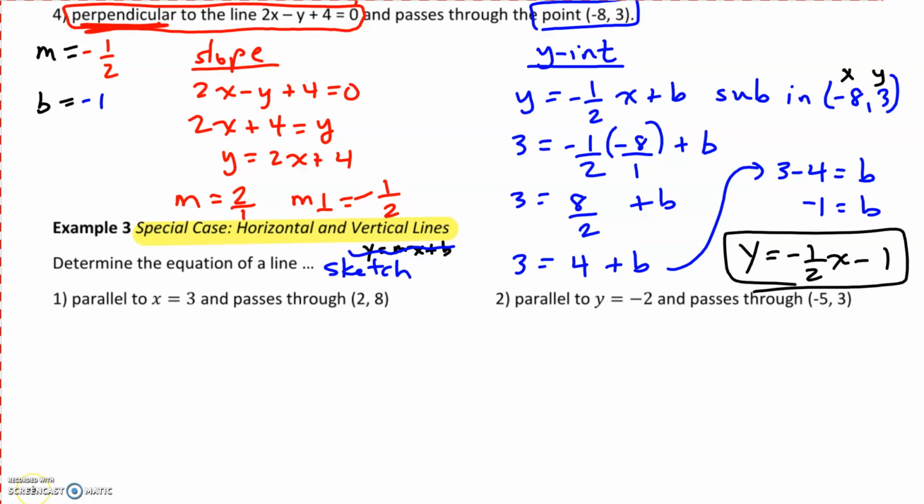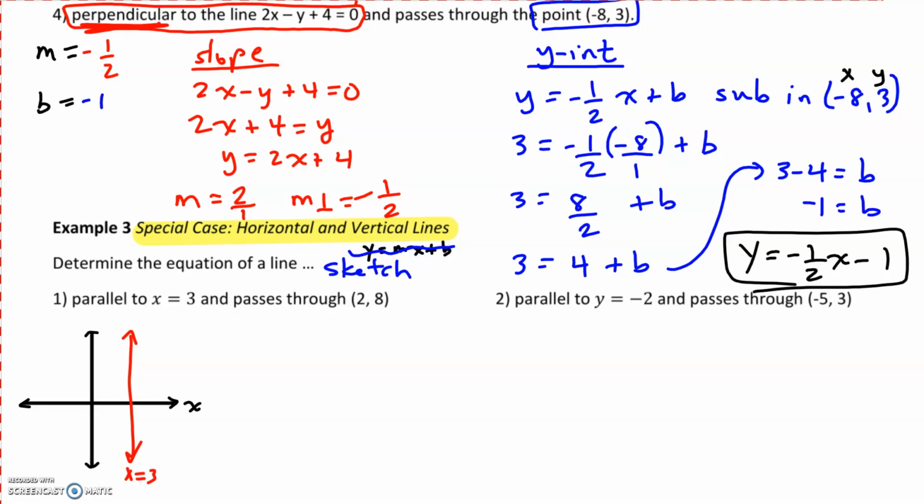Okay, so my first line is going to be parallel to x equals 3, and it's going to pass through (2, 8). So I'm going to start by drawing myself a little axis, and we're going to do a quick sketch of x equals 3, just so we can get a visualization of what that means. So I know that that is going to be a line that goes through the x-axis at 3. So let's go ahead and draw that. So approximately here, and that's our x equals 3.